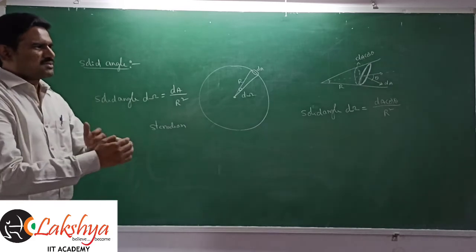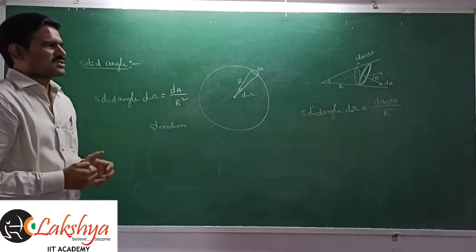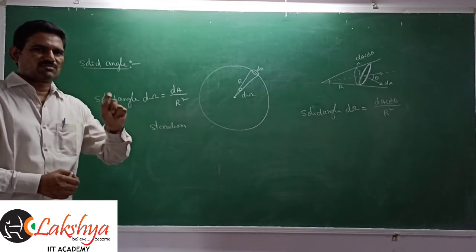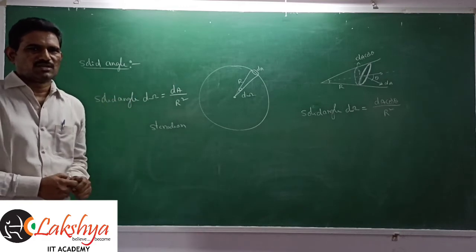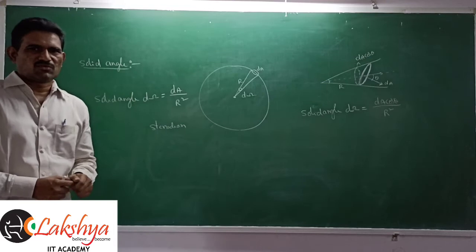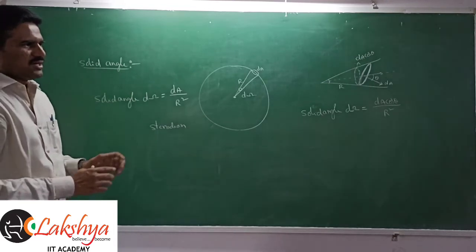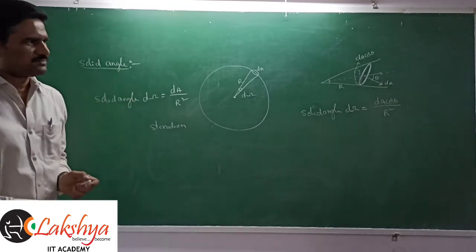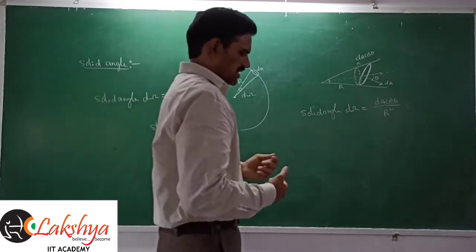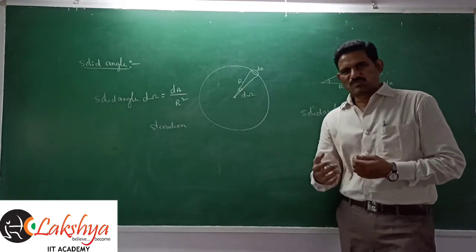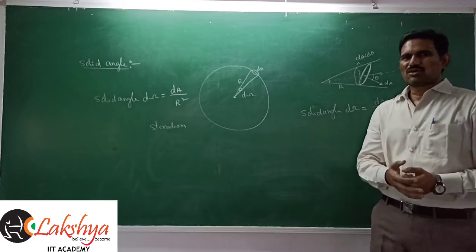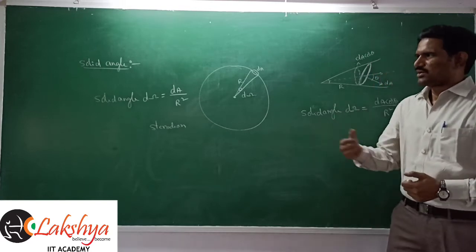Don't get confused by this much, so much information is not required. We just derive one relation between the solid angle and the plane angle, in the case of a cone, the semi-vertex angle of the cone. Only that relation is required for us. Now, if you are taking a complete three-dimensional object, then the solid angle we need to write here.